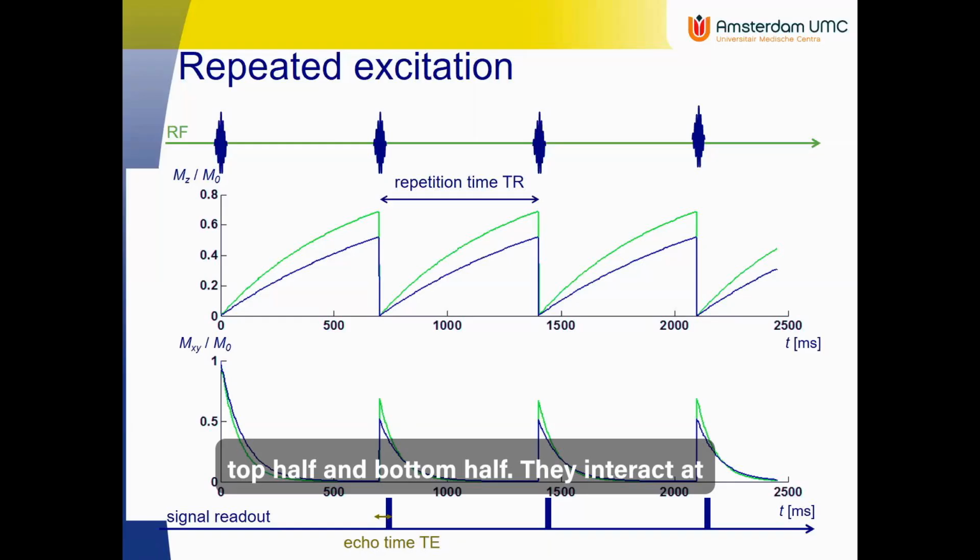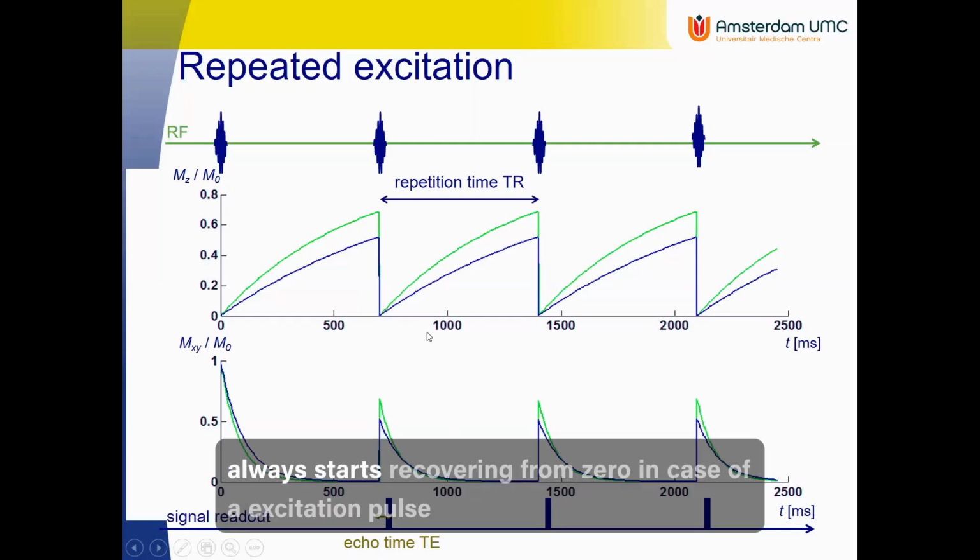Both the top half and the bottom half interact. This is the point in time where I transfer my signal from the top half to the bottom half. That is where I can measure this signal, and the top half probably starts from a kind of reset, because it always starts recovering from zero in case of an excitation.